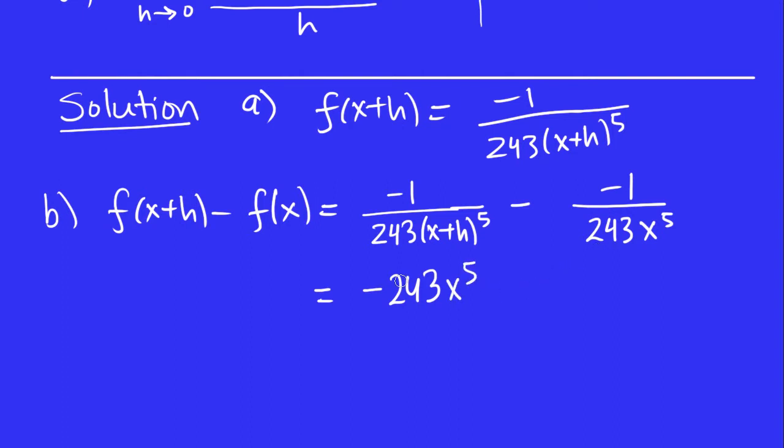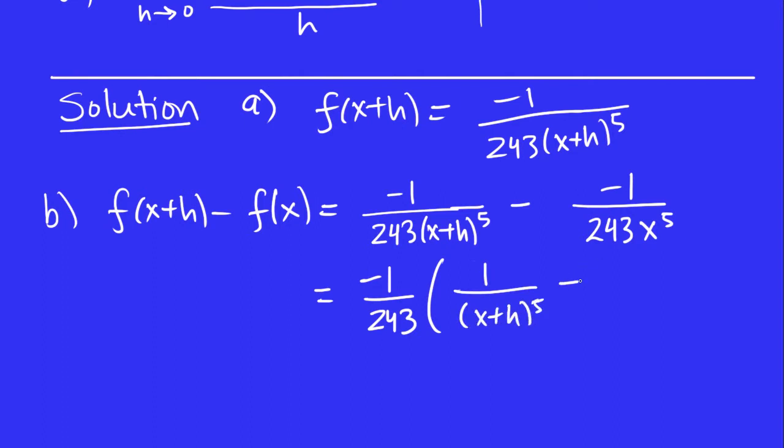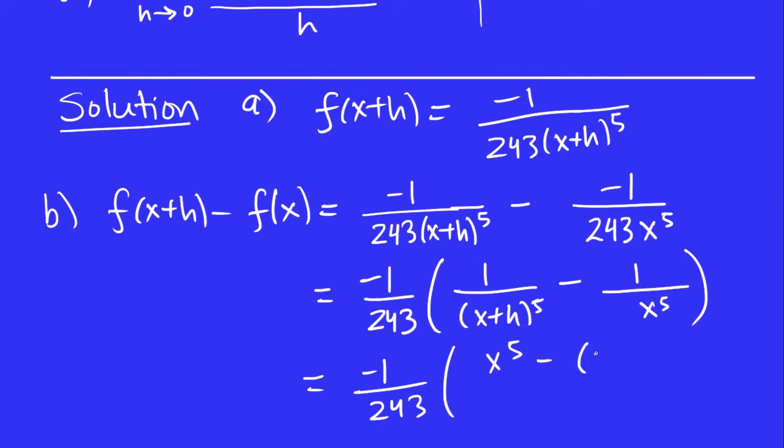Actually, you know what? I'm going to factor out the negative 1 over 243. And that way that annoying constant is just brought to the front. And this would leave me with a minus 1 over x to the 5, right? And I could get a common denominator here. It'd be x to the 5 minus x plus h to the 5 over the product of those two. And I'll write the x to the 5 first.